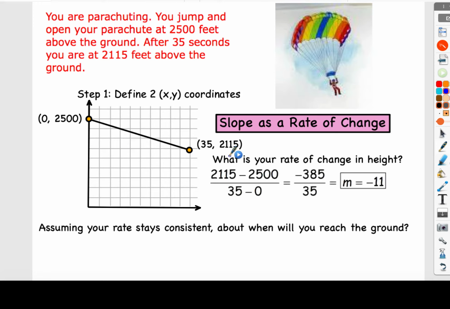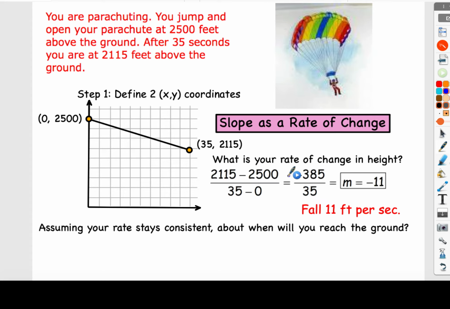Rise over run, basically subtracting those coordinates: 2,115 minus 2,500, over 35 minus 0. Do a little division there, and it turns out that our slope is negative 11. Now, what is that slope actually saying? Well, we're saying we're falling 11 feet per every 1 second.